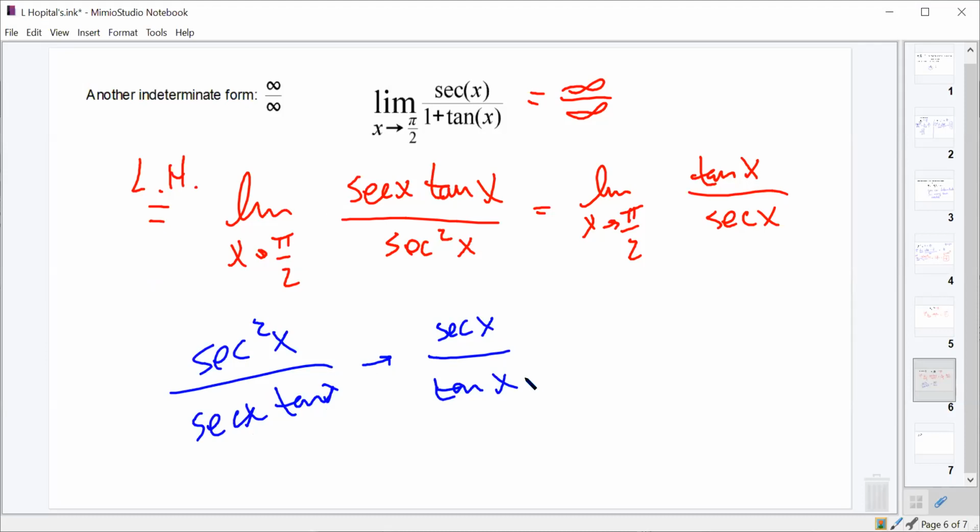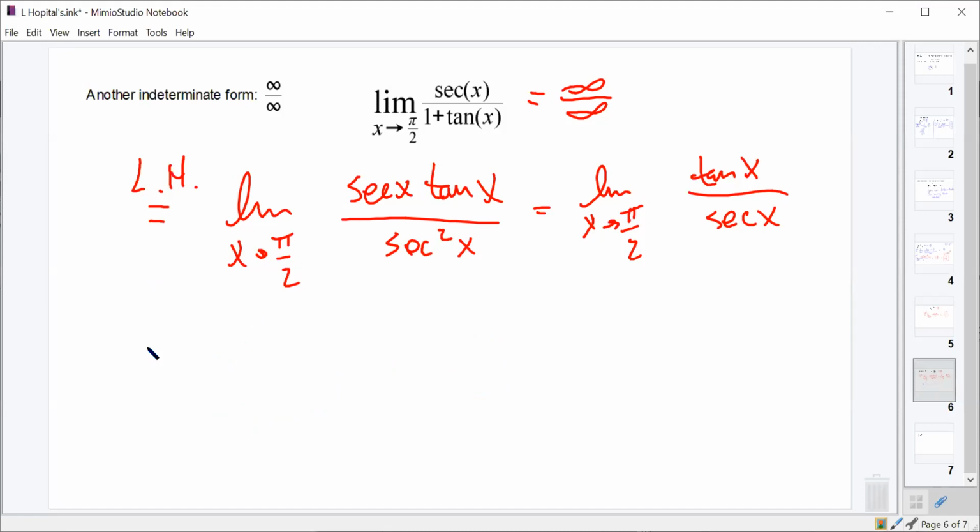Shouldn't you just change tangent into sine over cosine? That seems like a great idea. Let's do that. All right. So you probably note that that's just going to go back and forth between tangent x over secant x and secant x over tangent x, over and over again. So let's rewrite it.